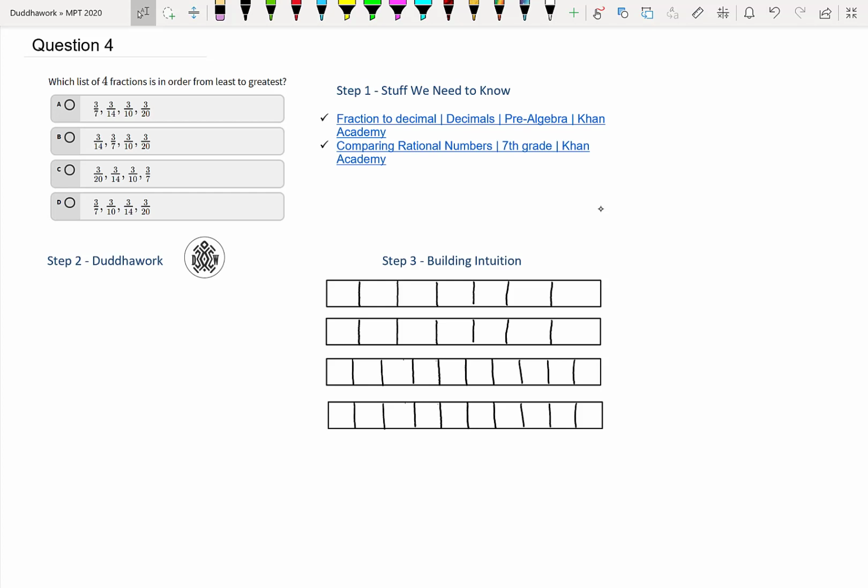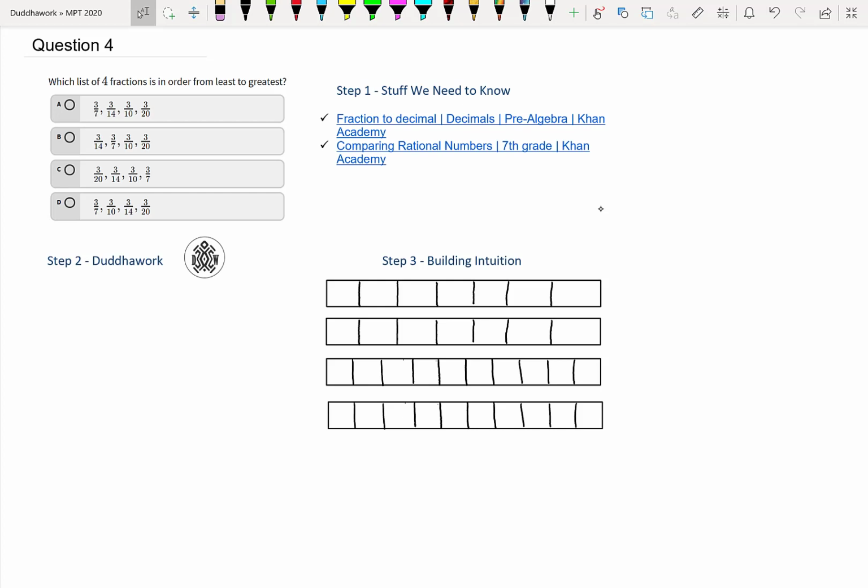Here in question 4 of the Math Proficiency test for teachers in Ontario, we have to list 4 fractions in order from least to greatest. So we have to reorder fractions, and to do this we need to first know how to convert fractions to decimals. That's one way we could do it. And that would be step 1.